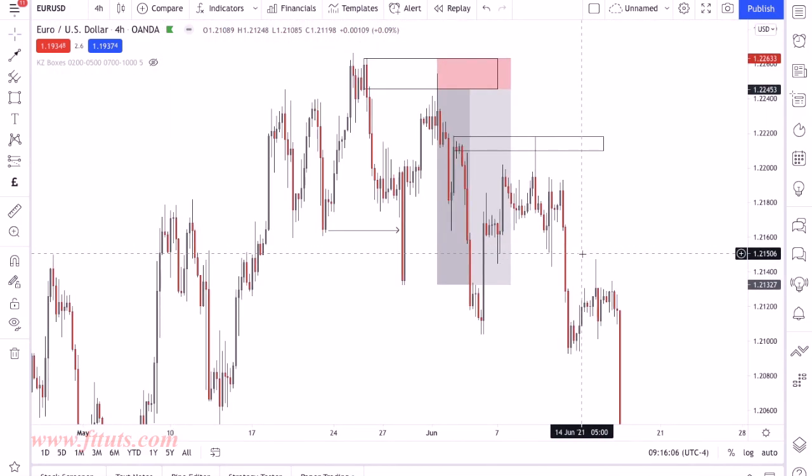So I hope reversal zones was quite straightforward. If you guys have any further questions, feel free to message me whenever you'd like. And I'm going to continue over to the next lesson.